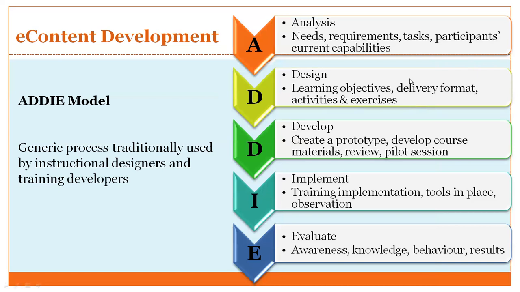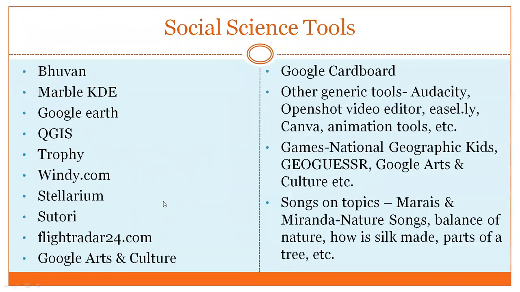next we will be switching to the subject specific tools for social sciences. This is a list of some of the tools that I have been using and have explored. There can be lots of other tools also, which some of you must have explored and I have not listed here. So you can use anything. These are some of the tools that I have been using and have explored.